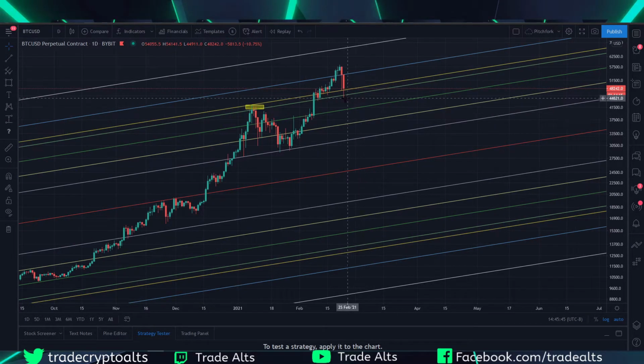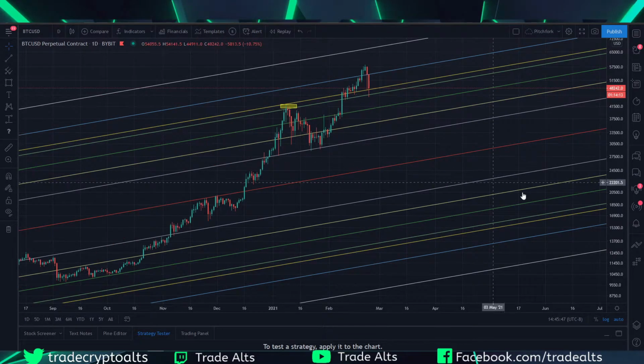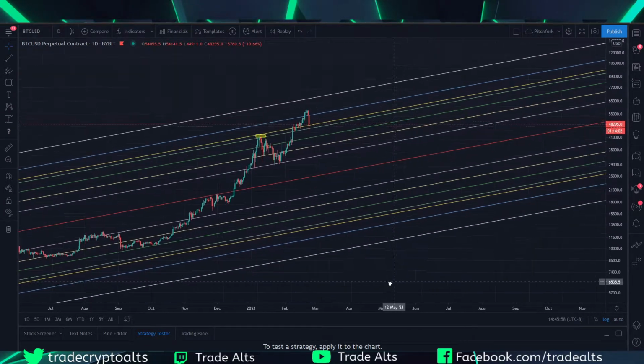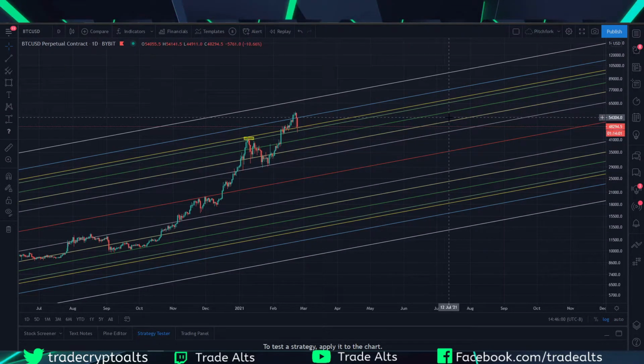Now, the reason why I like the Pitchfork too, and this is similar to the logarithmic growth curve, is that as it goes up in time, your levels increase, right? So let me zoom out here. As time goes up, your Pitchfork is also rising. So the top of this Pitchfork, when it's hit, I would be very interested to see at what level it hits, right?